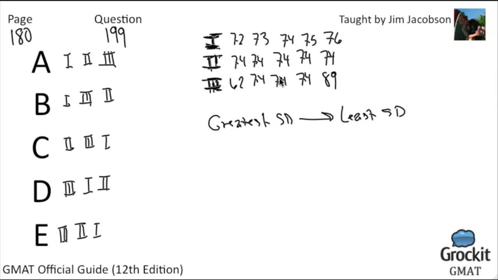So with that in mind, we can actually just look at the sets and see how close together they look. The one with the least standard deviation has to be statement 2. All the numbers are the same, so all of them are exactly the same distance from the average of the set. The average of the set is 74, and all of them have a distance of 0 from that. So least standard deviation must be statement 2. So even if we knew nothing else about this one, we can cross off answer choices A, C, and E, and we have a 50% chance of getting this question right.